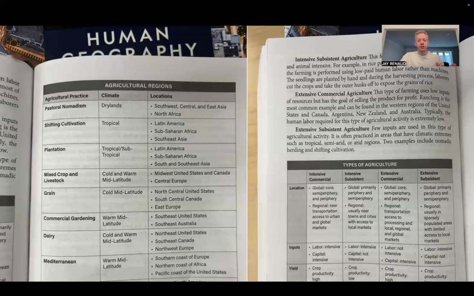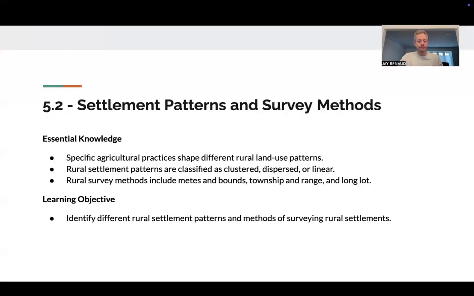These are just two pictures from the AMSCO book that just lay it all out there. Super easy, super simple in the chart. So if you need to pause this, jot down some notes about the different types of agriculture, the climates that they exist in, and where you might find it. And then on the right side there, you've got the different examples of intensive versus extensive, and then subsistence and commercial. Commercial for profit, subsistence just for a small group or your family.